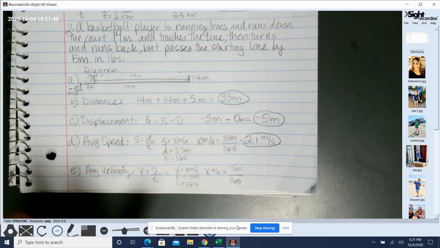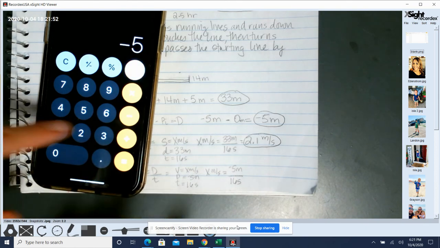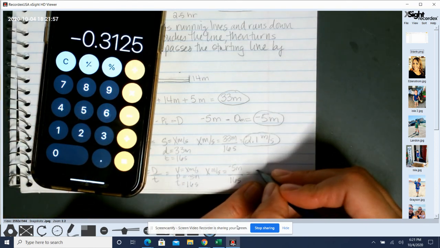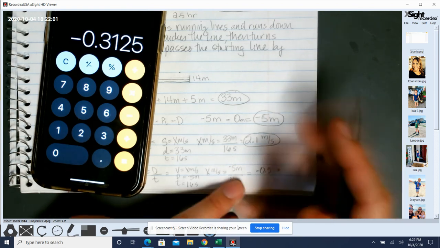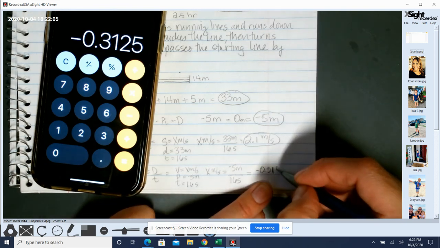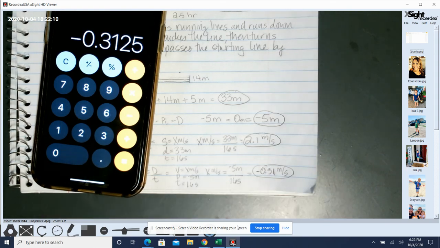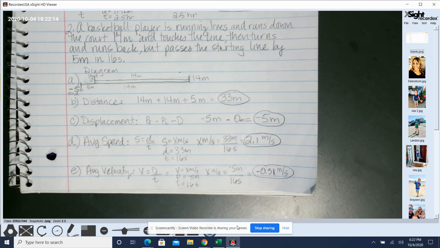So in this case, if you plug it in, you do want to make sure you hit that negative, divide it by 16. Okay, you're going to have a negative velocity, negative 3.1. Oops, goodness. Meters per second. So there's that negative velocity there. Okay, so that is how you solve the entry task.